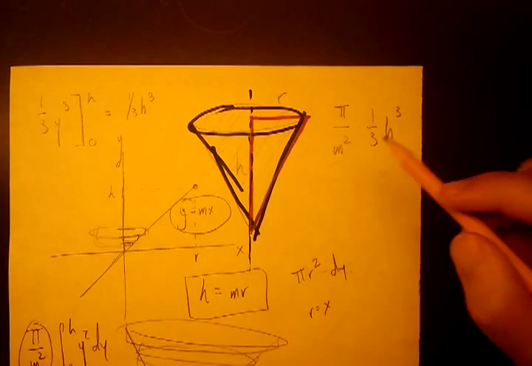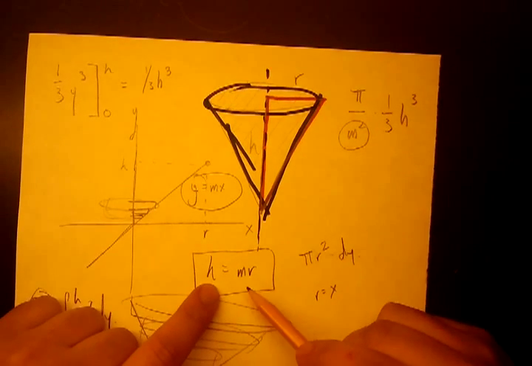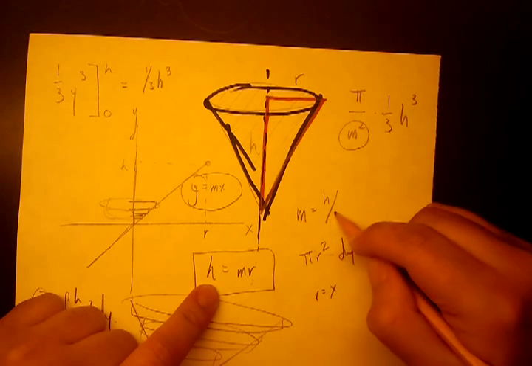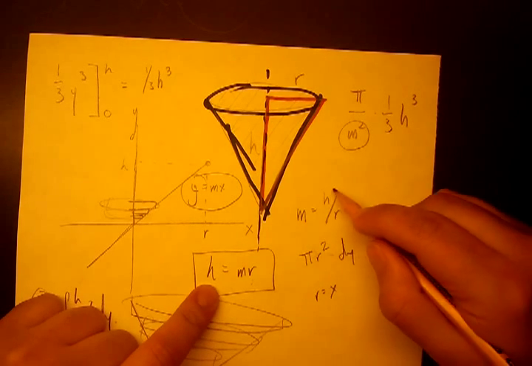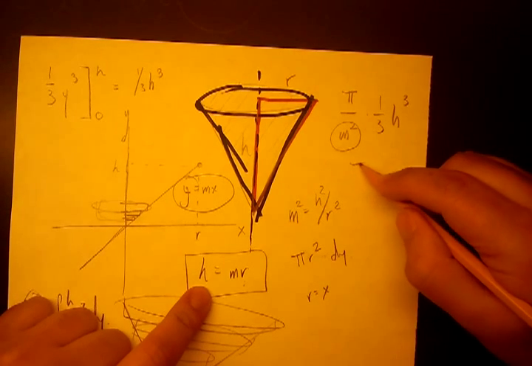And now we're almost done. We just need to make sure we can transform this m. So remember here we have the equation h equals mr. That means m equals h over r. That means m squared equals h squared over r squared. So we're going to put that in.